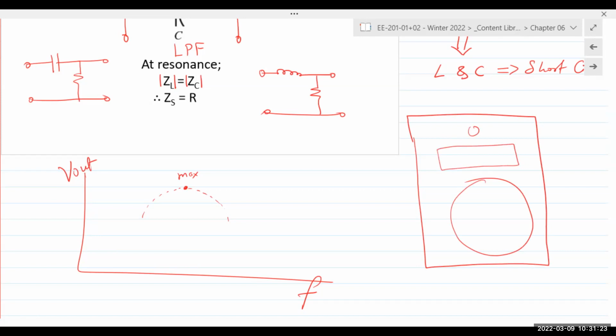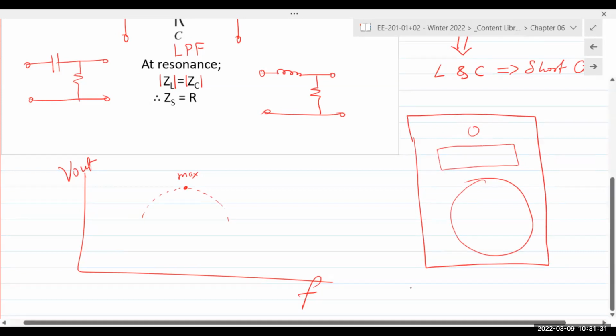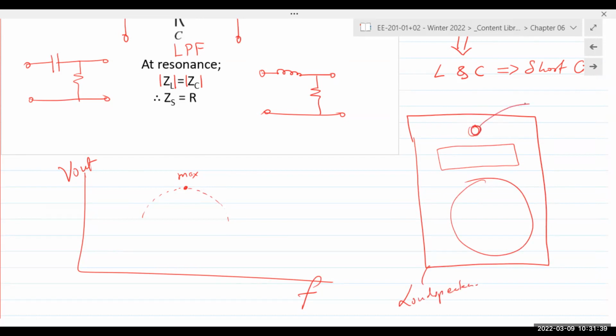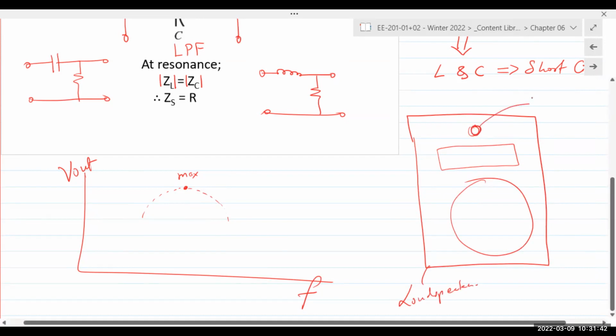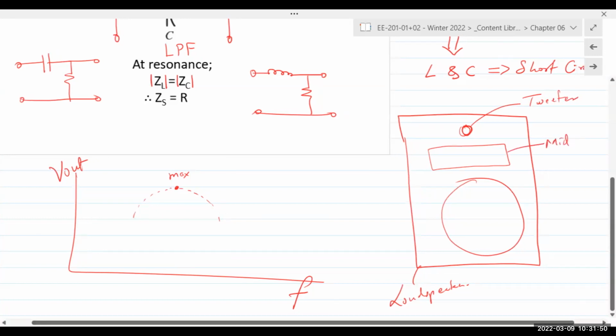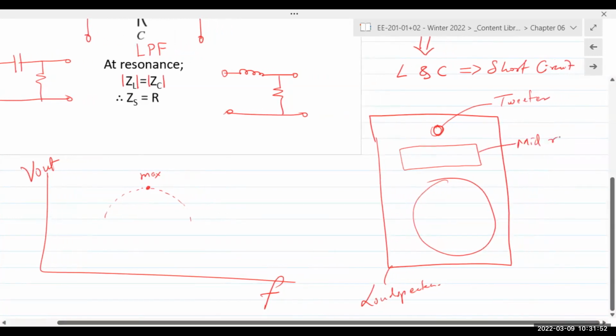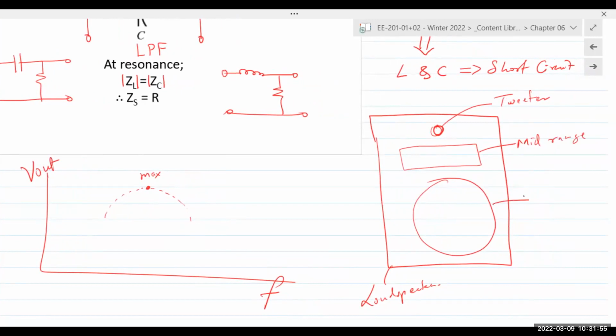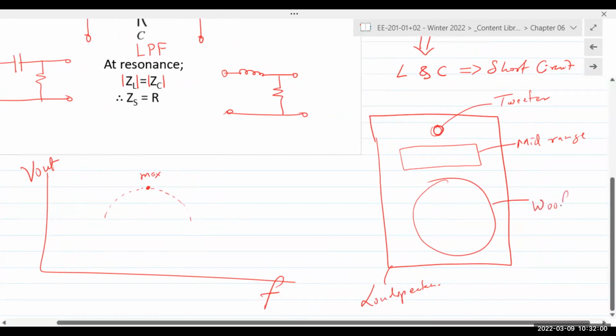Look familiar? Loudspeakers, right? If this doesn't look familiar, then you need to get out a bit more. Perhaps during spring break. What is this speaker called? The small one. This is mid-range. What is this one called? Well, not quite sub, but just a woofer.